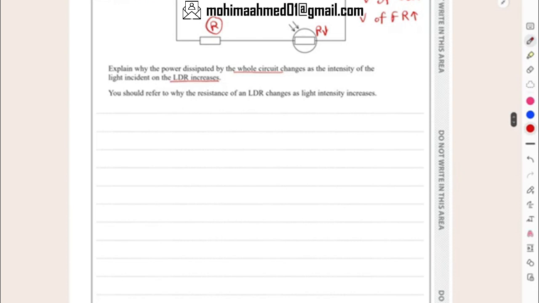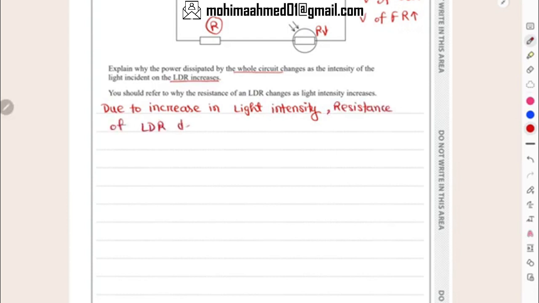So we'll write that due to increase in light intensity, resistance of LDR decreases.